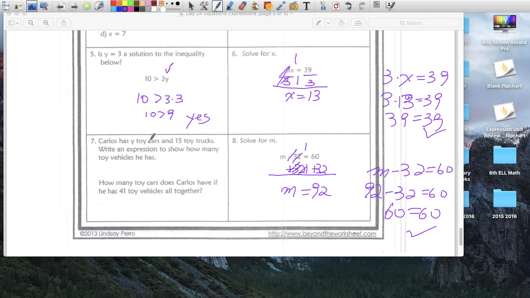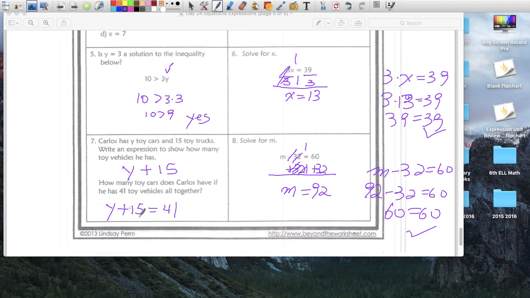Carlos has toy cars and 50 toy trucks. So here is how many he has: y plus 15. This is how many toys he has, this many cars and this many trucks. If he has 41 toys altogether, I can change that expression to an equation. I know that y plus 15 equals 41.